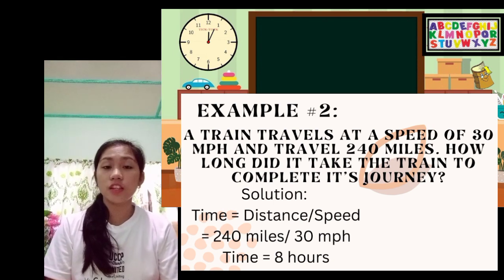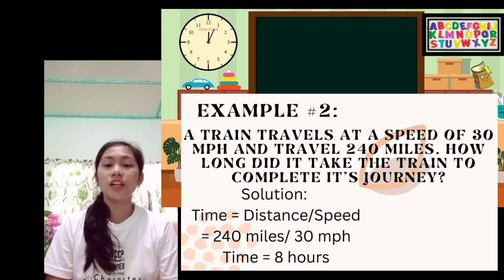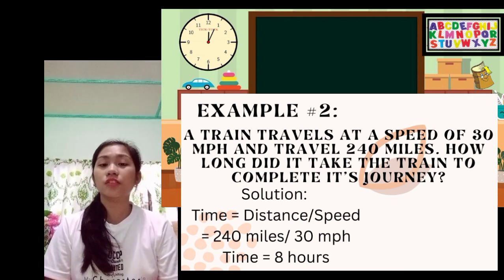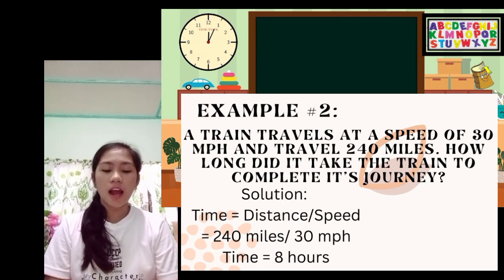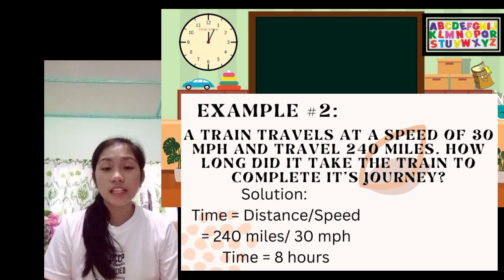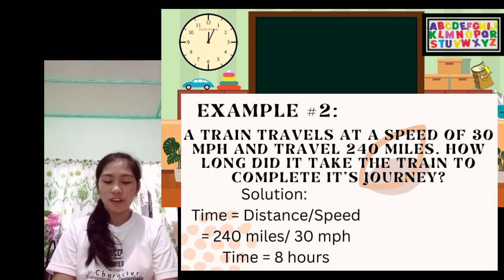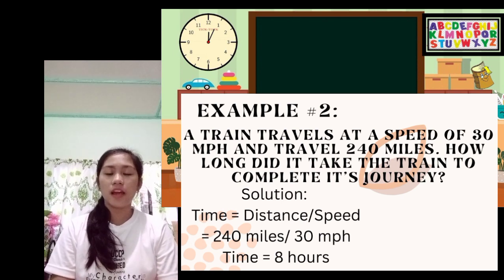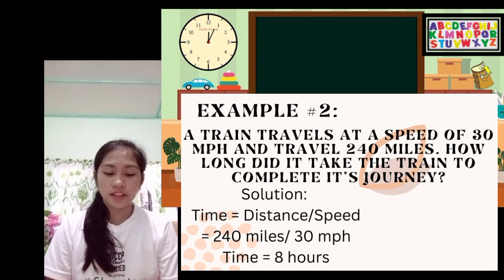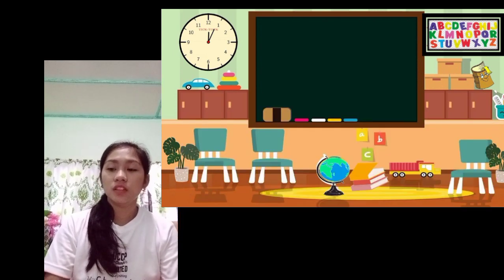So here we will use the formula of, very good, the formula of time. The formula of time is time equals distance divided by speed. Our distance here is 240 miles, and our speed here is 30 meters per hour. So let us divide 240 divided by 30 is equal, very good, to 8. So our time here is 8 hours. And now let's proceed.